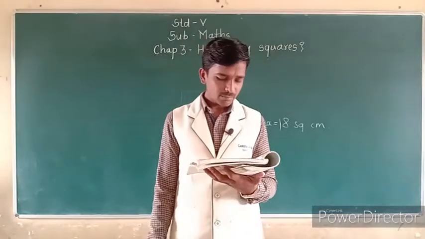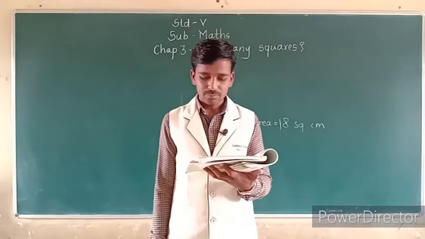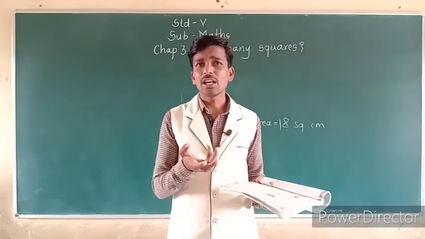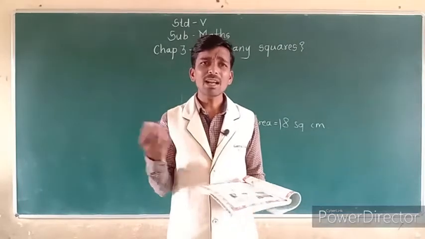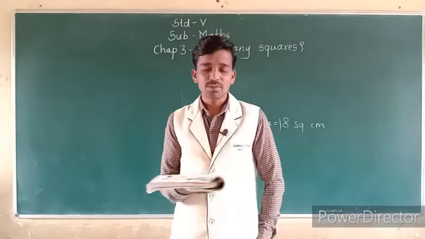Next one. How much is the area of each of these stamps? Dot dot dot square. Okay, those two are the same, means the area is also the same. You can count and write what is the area of those two stamps.